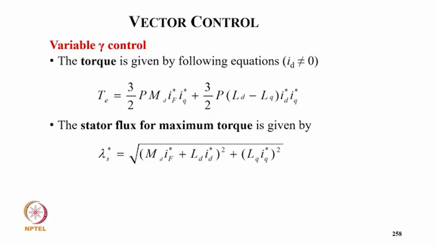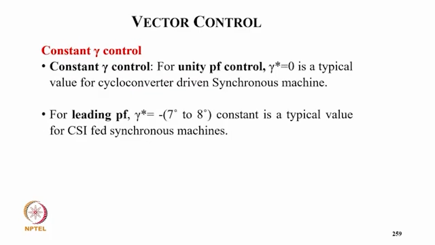And the torque is given by the following equation, with ID not equal to 0: T equals 3/2 P [Ψm] ID IF IQ plus 3/2 P (LD minus LQ) ID star IQ star. And the stator flux for maximum torque is given by lambda S star equal to the square root of (LMD IF star plus LD ID) squared plus (LQ IQ star) squared.